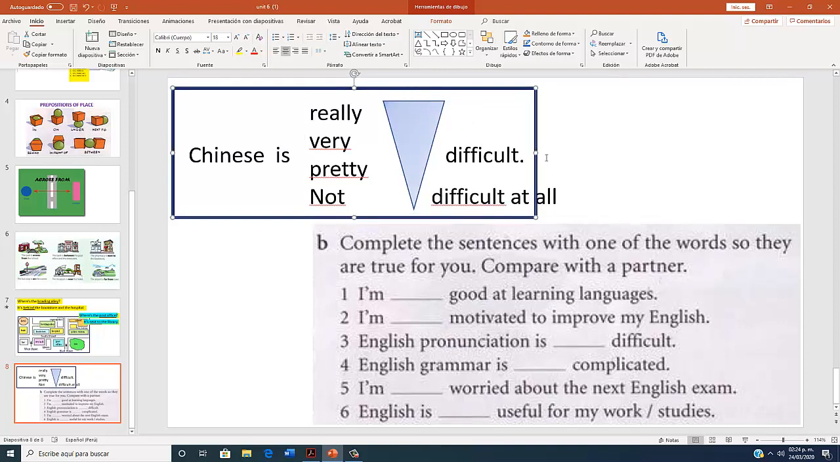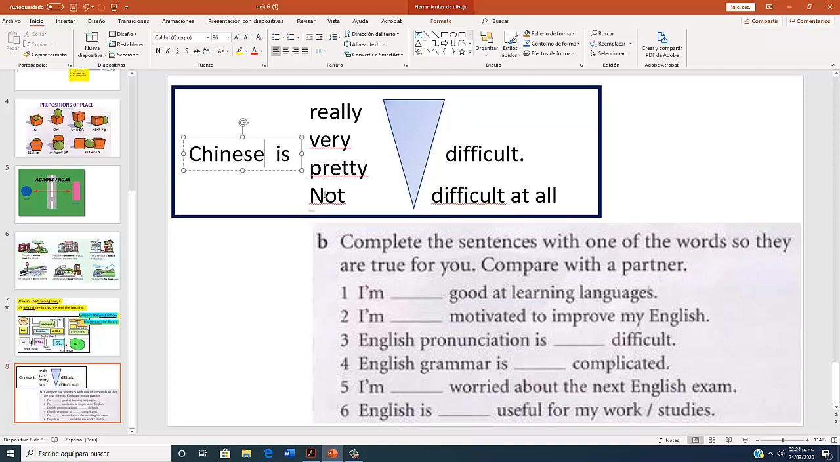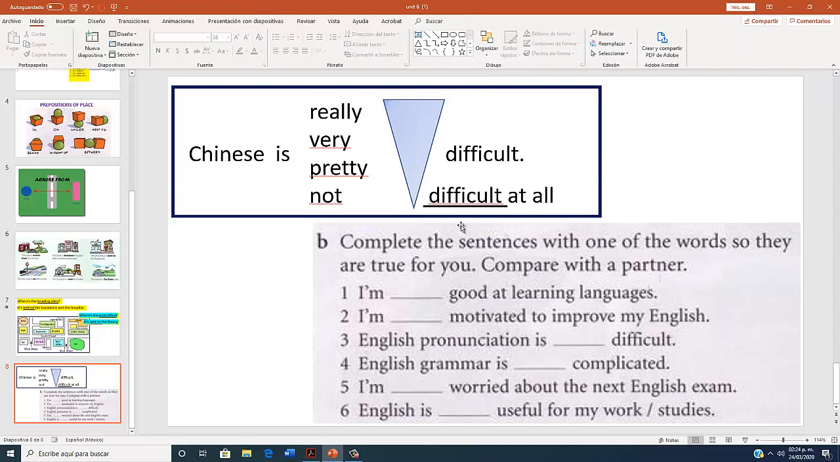So you say, Chinese is really difficult, very difficult, pretty difficult, or Chinese is not difficult at all. So here this adjective comes in the middle. It comes in the middle. Okay? Now complete the sentences with one of the words so they are true for you. Compare with a partner. So this is individually. I'm going to give you this as homework because there is no correct or incorrect answer. Here you need to use one of these words here. One of the words. But as I told you, it says that you have to complete the sentences so that they are true for you.